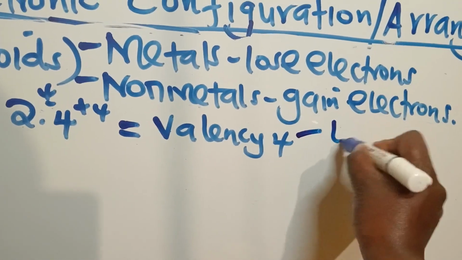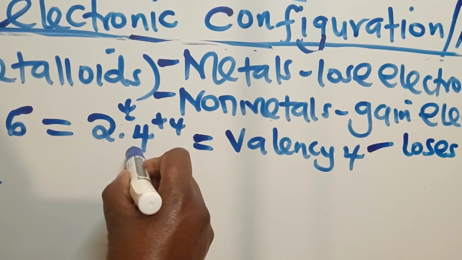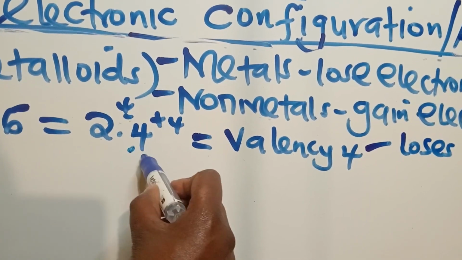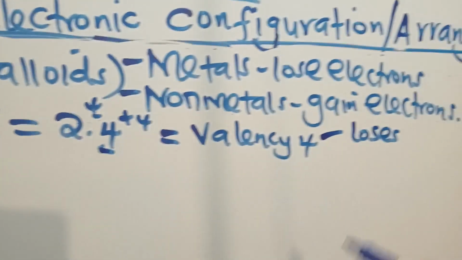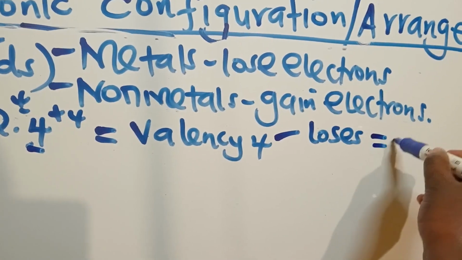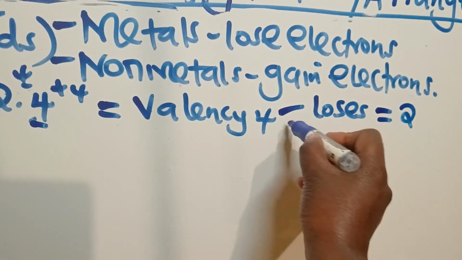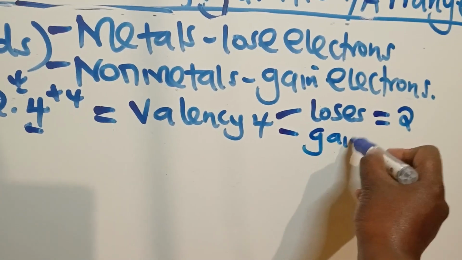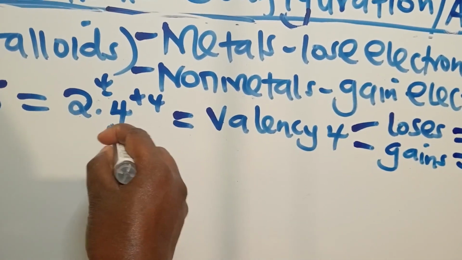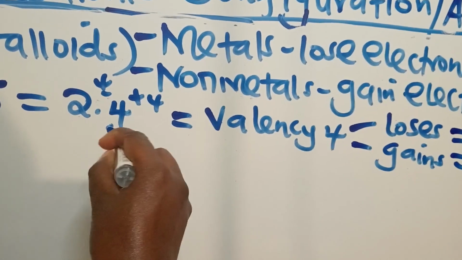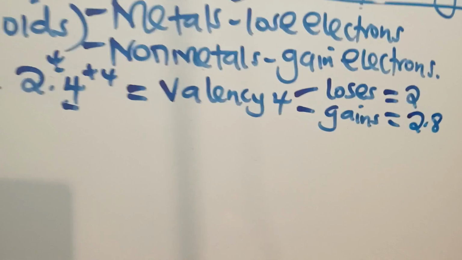So when it loses the 4 electrons from its outermost energy level, it will end up with a stable configuration of 2, like that one of helium. If it gains 4 electrons, it will end up with 8 electrons in the outermost energy level, and so we'll have 2.8.